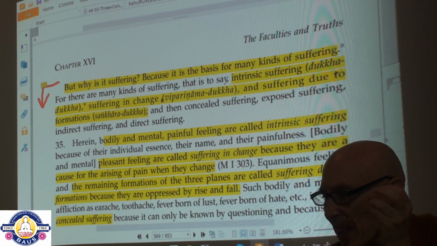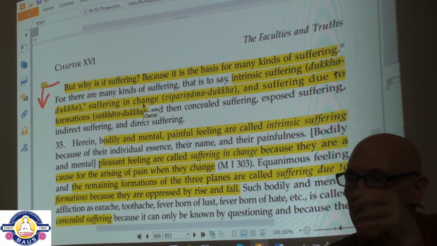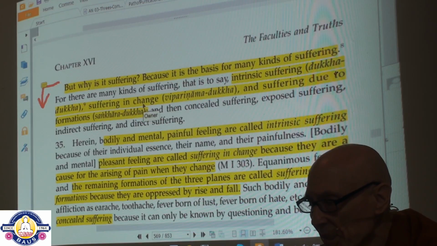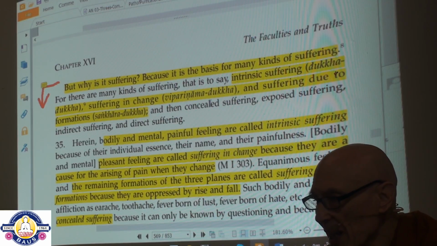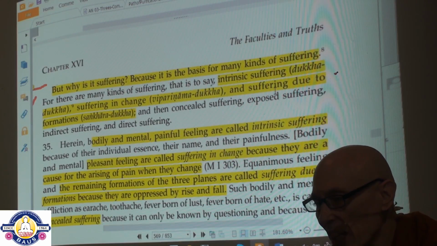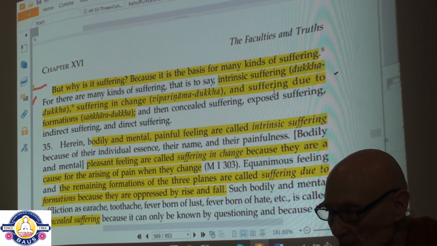Okay, the second is viparinama dukkha. So this is the suffering of change, or the suffering of, remember, viparinama, it's not simply change, but it's deterioration or decay, kind of undesirable change. And then the third is called sankhara dukkha, which he translates suffering due to formations, which is a rather difficult phrase to understand, but we'll see what it means as we go along.